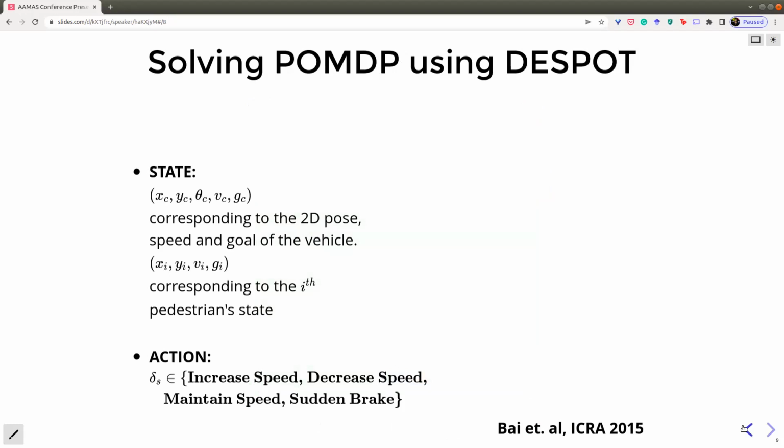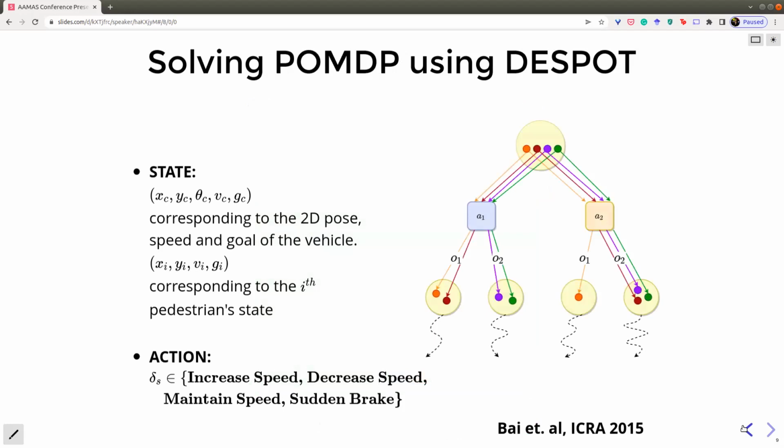The action space is unidimensional, and the possible actions are to increase, decrease, or maintain the vehicle speed along the provided path, or to apply a sudden brake in the case of an emergency. This POMDP can be solved using any online POMDP solver that performs a tree search.